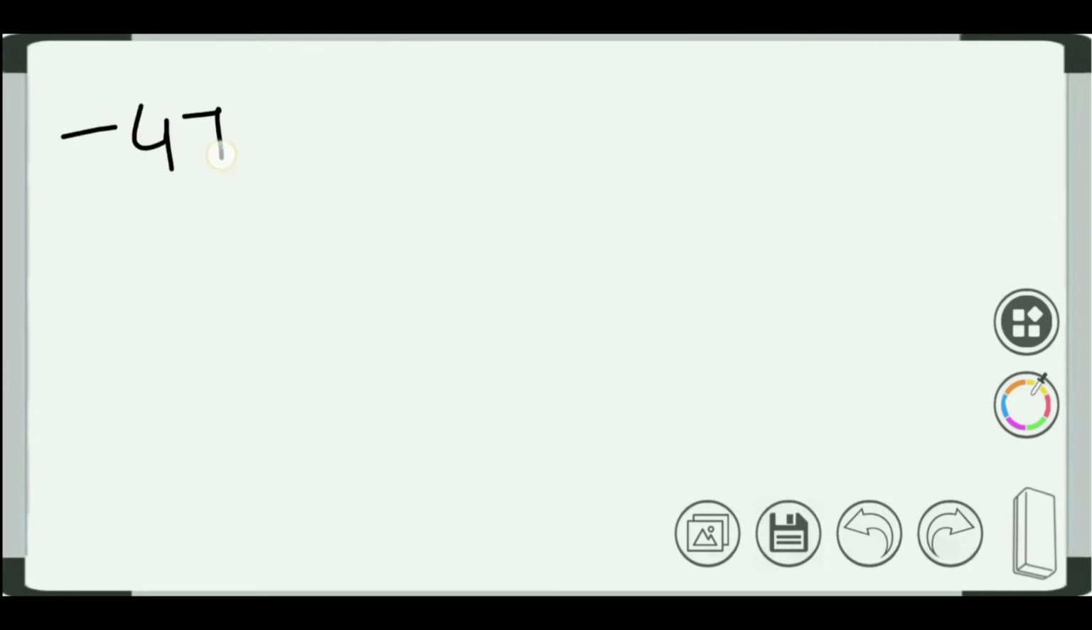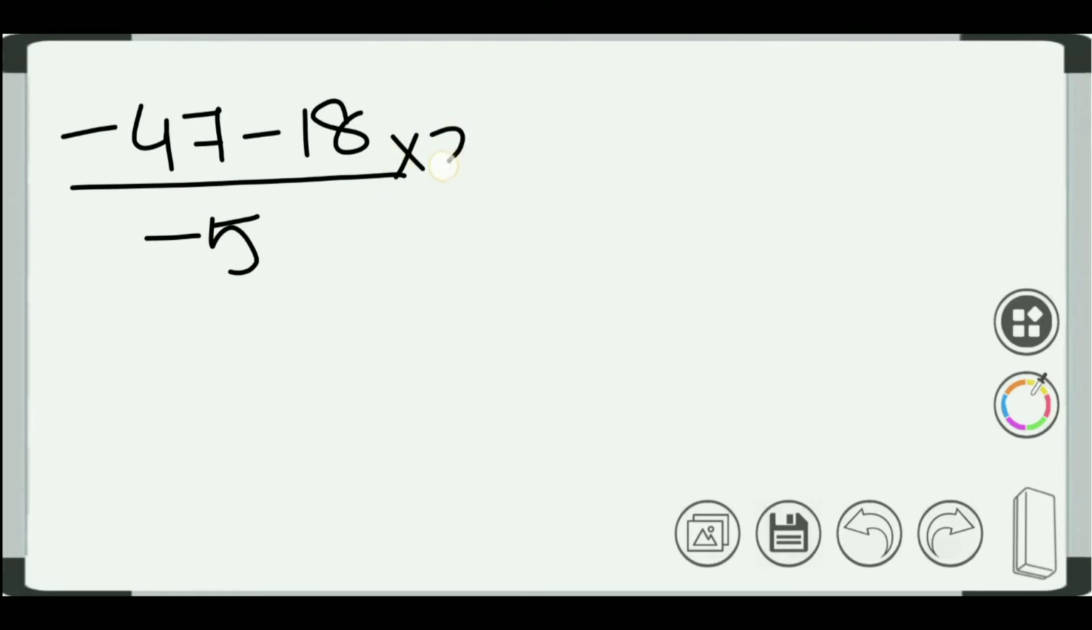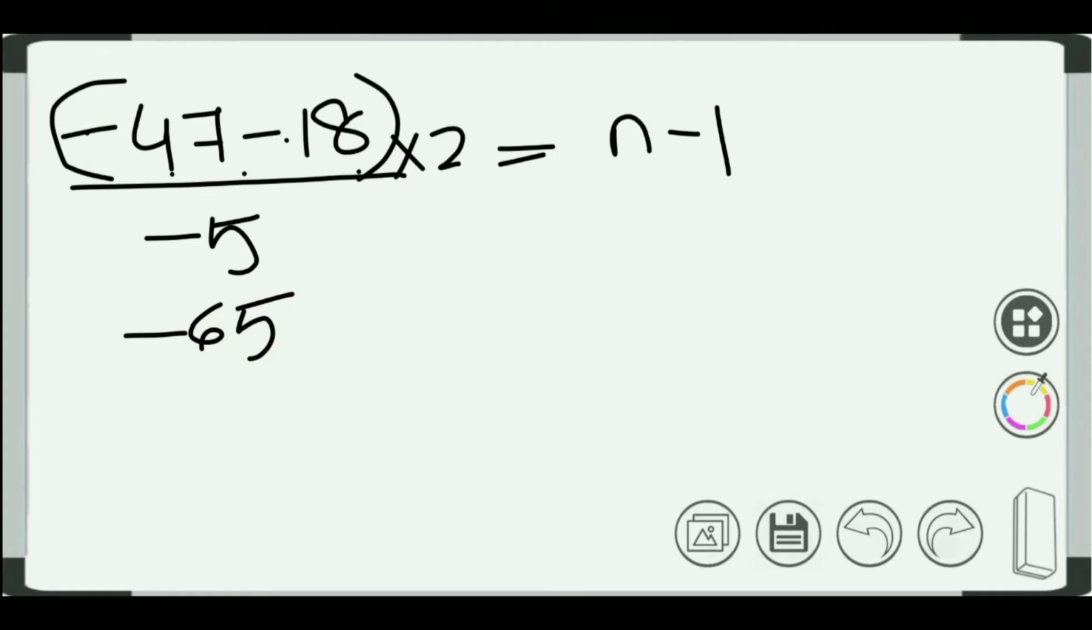Minus 47 minus 18 divided by minus 5 into 2 equal to N minus 1. This is what you got now. Okay. So I am solving this one. Minus 47 minus 18. Negative and negative, so we will add it. 47 plus 18, 65. So I am putting minus 65. Since both are negative, I should put a negative value. Minus 65 divided by minus 5 into 2.